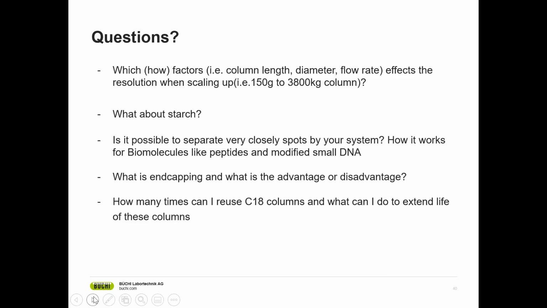The third question is, is it possible to separate very closely spaced spots by your system for biomolecules like peptides? So the best way for peptides is reverse phase chromatography. For the easiest ones, just normal C18. There we get many standard pre-packed cartridges that can do the job.